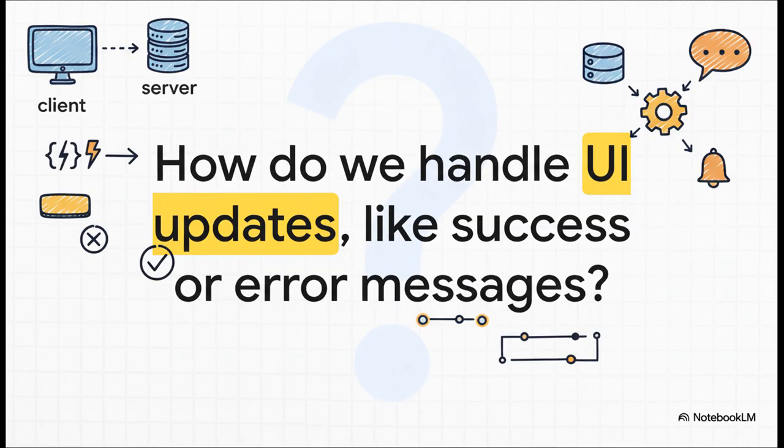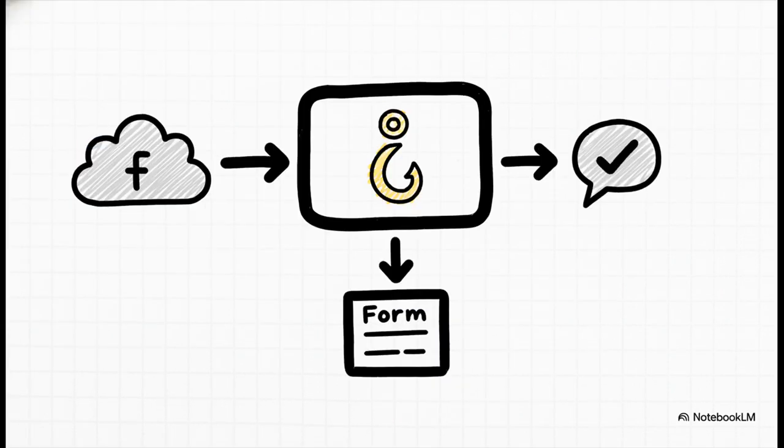Okay, I know what you're thinking. This is great, but how do I get feedback? How does my component know if the form submission worked or if there was an error? How do I show a little success message or an error next to an input field? That's a critical question. And the answer is a purpose-built hook called useActionState.